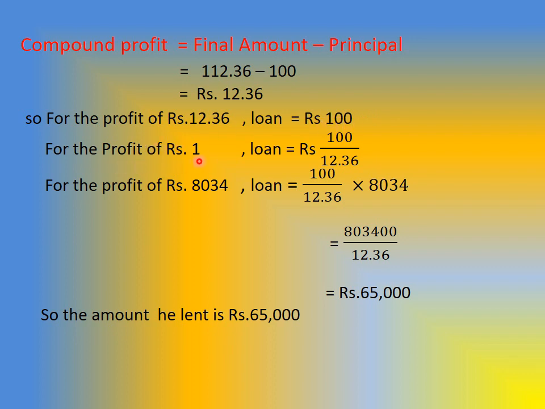So for a profit of 12.36, the amount is 100 rupees. So for 1 rupee of profit, what would be the loan? We will divide 100 by 12.36. This is the loan amount when the bank gets a profit of rupees 1. Similarly, if the bank gets a profit of rupees 8,034, you will multiply 8,034 with 100 over 12.36. Then after solving these two terms, we will get the amount of rupees 65,000. It means that the total amount he lent is 65,000 rupees.